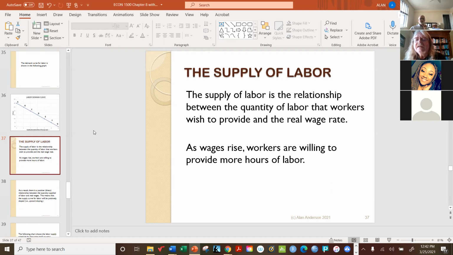So the idea here is that when wages go up, people are willing to work more hours because it's more beneficial to them. And the more you work, the less free time you have. Every time you work more hours, you're incurring an opportunity cost. So in order to offset or compensate for that, you need to be offered a progressively higher wage rate.